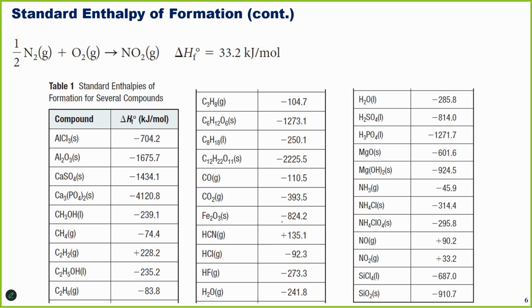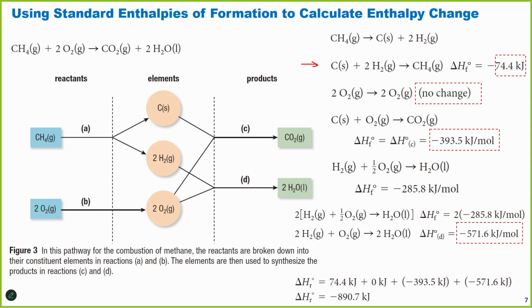From Table 1 here, we know that delta H_f degree for the formation of methane is negative 74.4 kilojoules per mole. Since we change the sign of delta H whenever we reverse a reaction, here delta H degree for the decomposition of methane into its elements is then positive 74.4 kilojoules. Oxygen gas exists in its elemental state, O2. It cannot be broken down further. No energy change occurs.